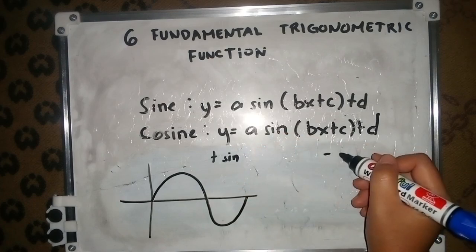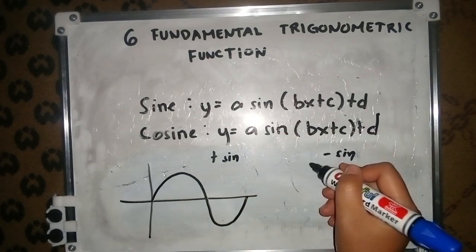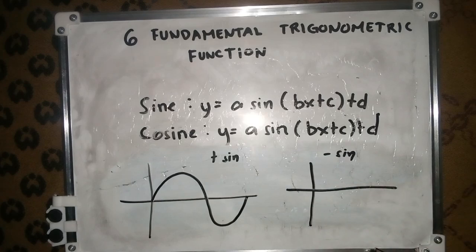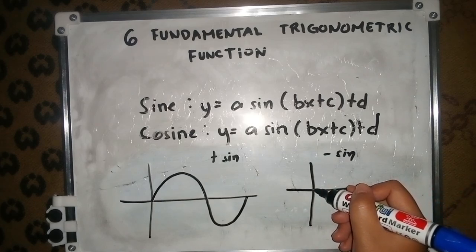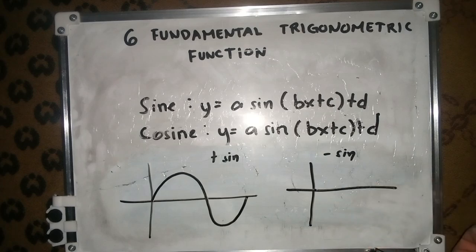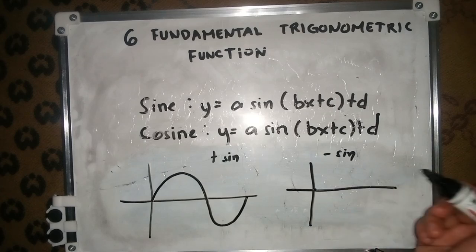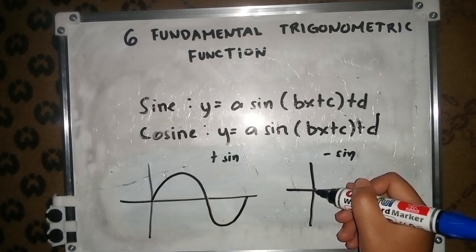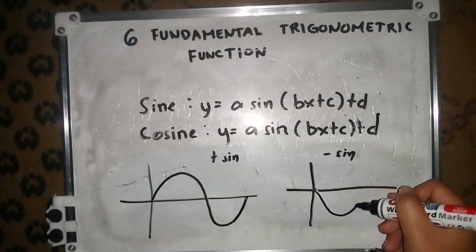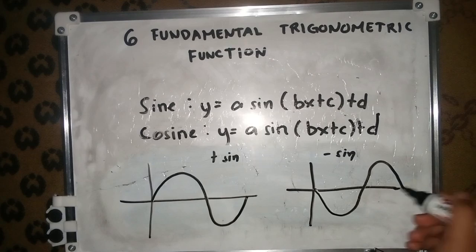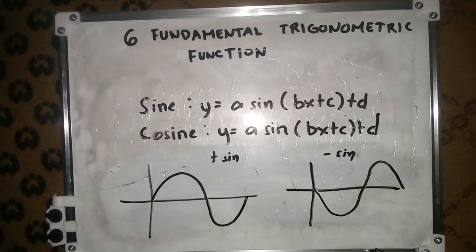The negative sine is like this. So we will also start at the center, but unlike the positive, we will start at the center, then down, then up, then back at the center. So this is what the negative and positive sine looks like.